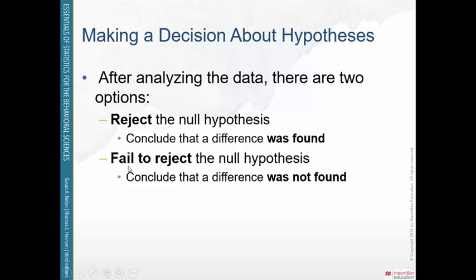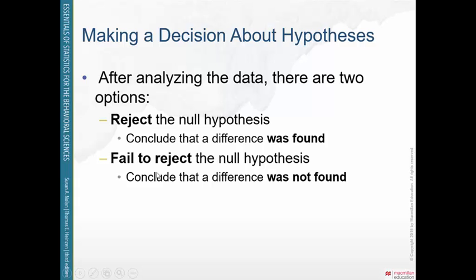Or you could fail to reject, or you might say accept, the null hypothesis. If you fail to reject the null hypothesis, that means you're going to keep the null hypothesis. And the null hypothesis is that there is no difference between your groups, and you're concluding that there was no difference found. So to keep in mind, we're always talking about the null hypothesis, and we have two options. We reject the null, or we fail to reject the null.